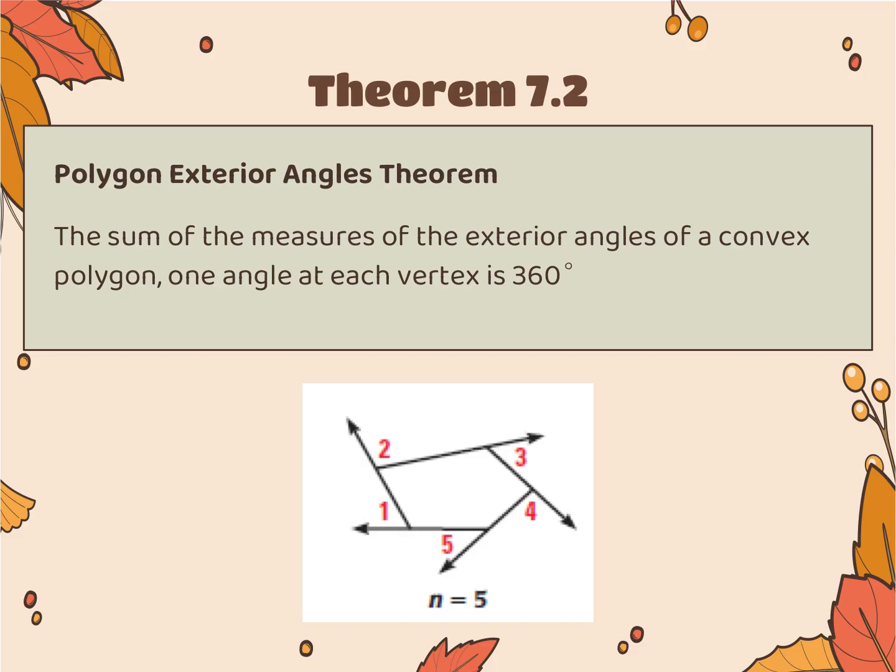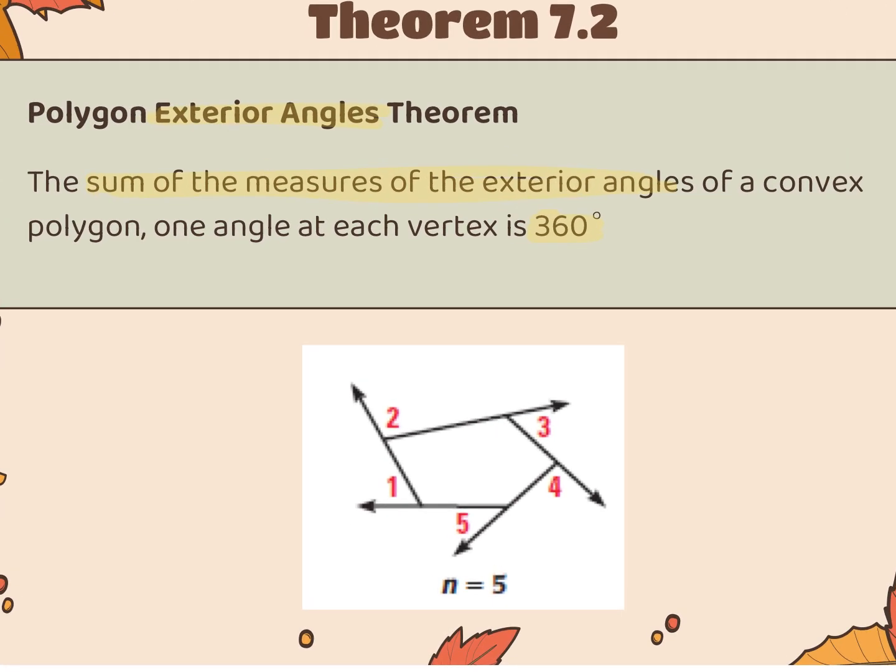All right, looking at theorem 7.2, now this has to do with exterior angles. Okay, exterior angle theorem. The sum of the measure of the exterior angle of a convex polygon, one angle at each vertex, is 360. Most important thing you have to know here. For exterior angles, the sum of the measure of any exterior polygon is always 360. Okay? So if you're thinking about exterior, a lot of people had difficulty with this. Exterior are these exterior angles right here.